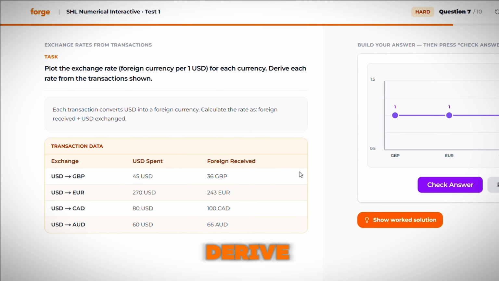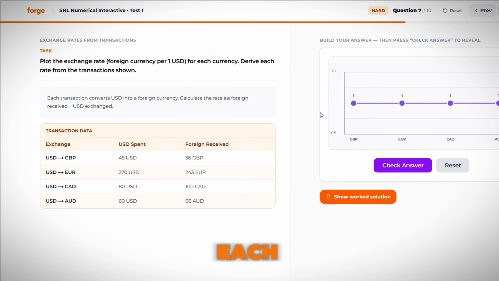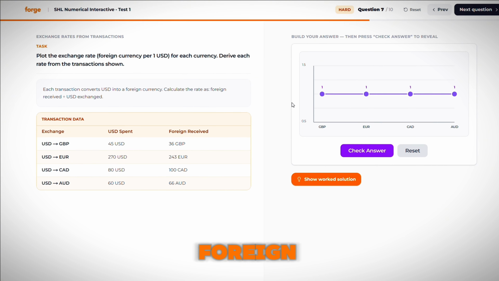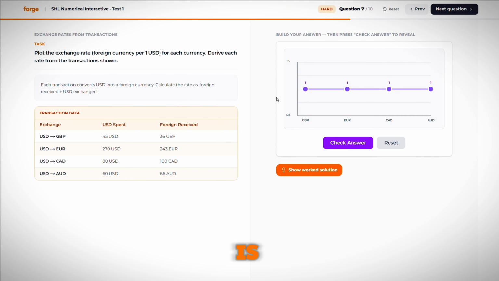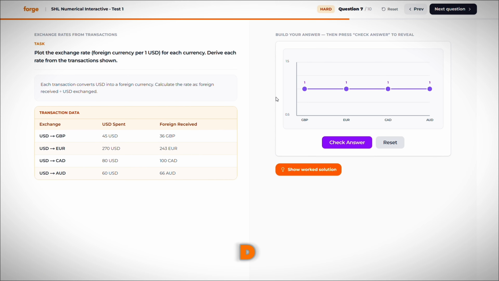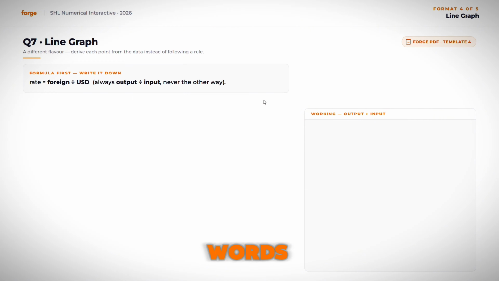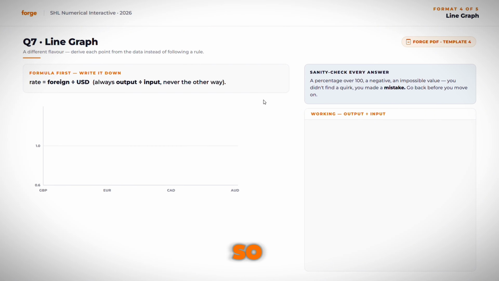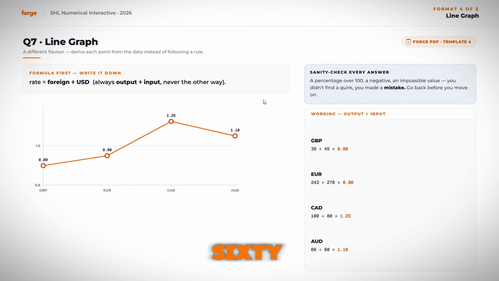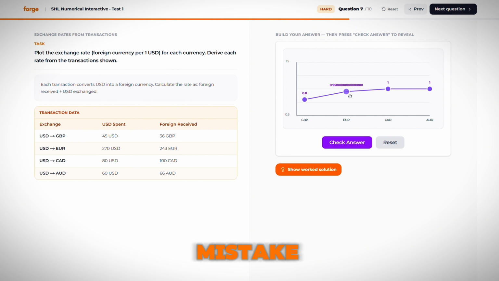But this one you derive from the data, not from a rule. Each transaction is USD going in and foreign currency coming out. The rate is always foreign divided by USD, output over input, always that way around. Write the formula once in words before any numbers. So GBP is 36 over 45, Euros is 243 over 270, CAD is 100 over 80, AUD is 66 over 60. Now for a sanity check, CAD is the only one above 1. If you make a mistake and you flip the division, every point would be wrong.